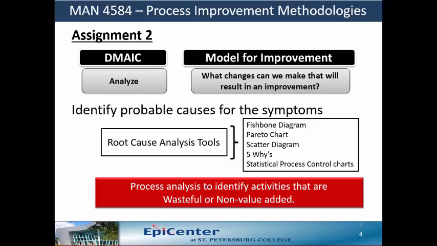Assignment 2 is the analyze phase, and we are increasing our knowledge towards answering the 3rd question of the model for improvement. The process you selected requires some improvement. You see some symptoms of inefficiencies or non-value added activities, and you want to identify and perform a root cause analysis. There are several root cause analysis tools available to you. As listed here, we have a fishbone diagram, Pareto chart, SIPOC diagram, 5 whys, statistical process control charts, and this is just to name a few.